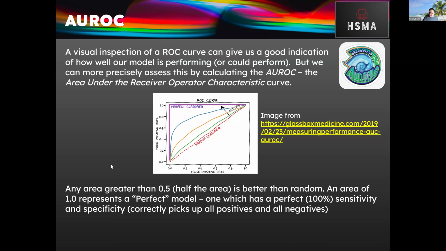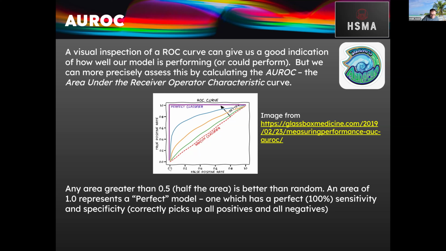Now, you can just look at this as a kind of visual inspection to determine how good your model could be and what your thresholds might be to get a better performing model. But we can also use something a bit more rigorous, known as the AUROC, which is the area under the receiver operator characteristic curve. It calculates the area under the curve, as its name might suggest.